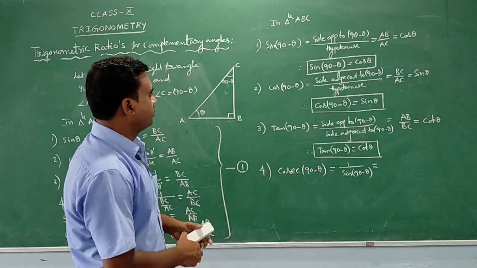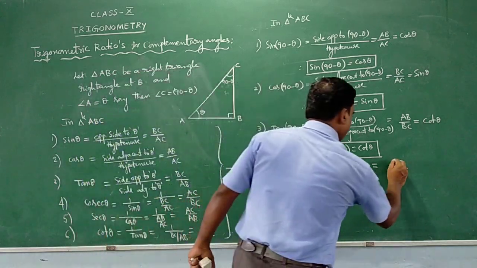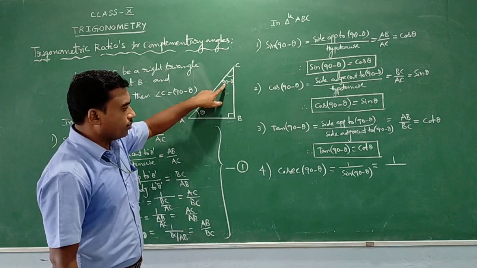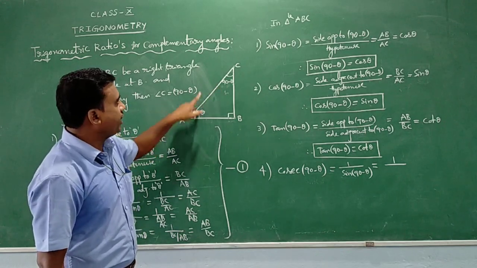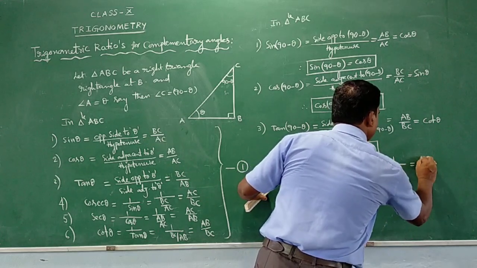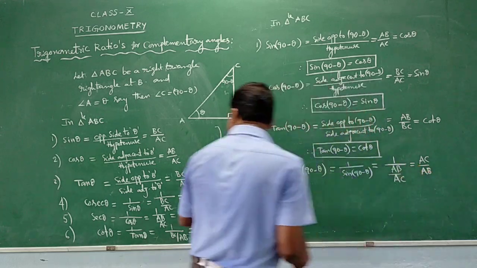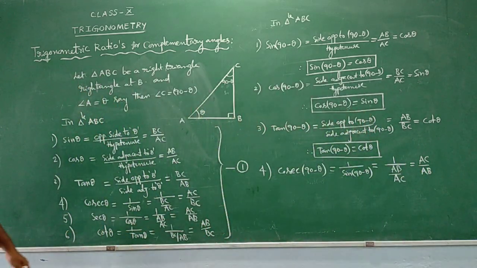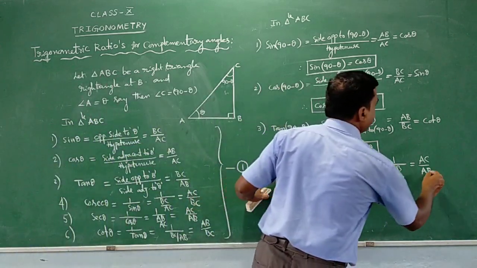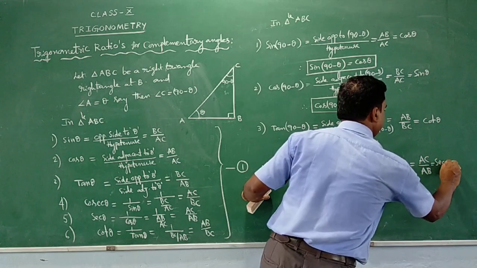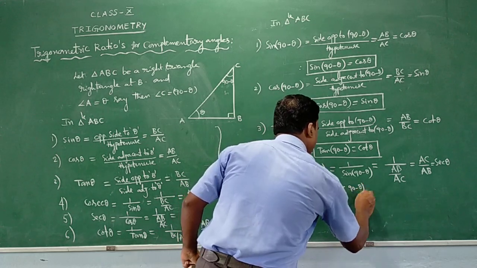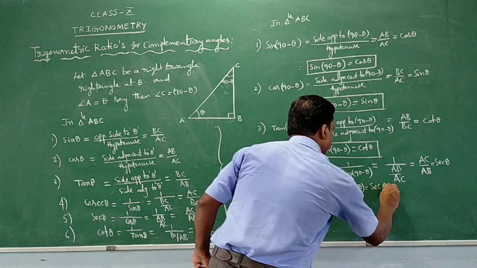Sin(90 minus theta) means AB by AC. So 1 by (AB by AC) is equal to AC by AB. So AC by AB is secant theta. Therefore cosecant(90 minus theta) is equal to secant theta.